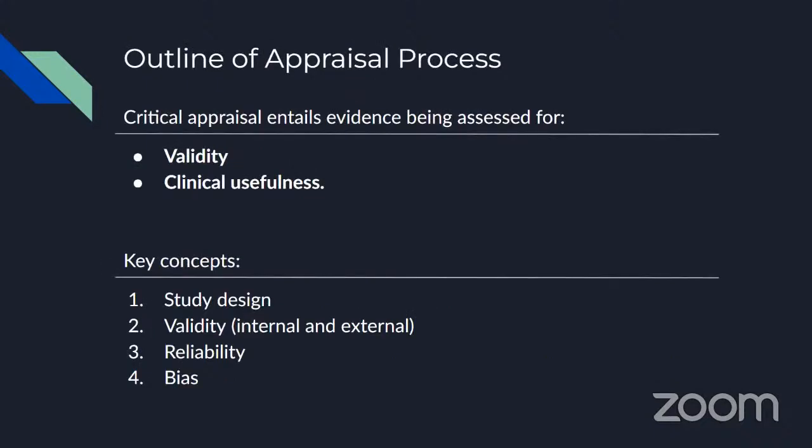So under broad headings, the appraisal process entails assessing evidence for validity as well as clinical usefulness, which we'll expand on later in the presentation to give some definitions. The key concepts that relate to these principles when going through evidence are study design, validity, which includes internal and external validity, as well as reliability and bias, which we'll extrapolate on later. So these concepts are important to understand so that we can critically analyze the value of the evidence that we find.